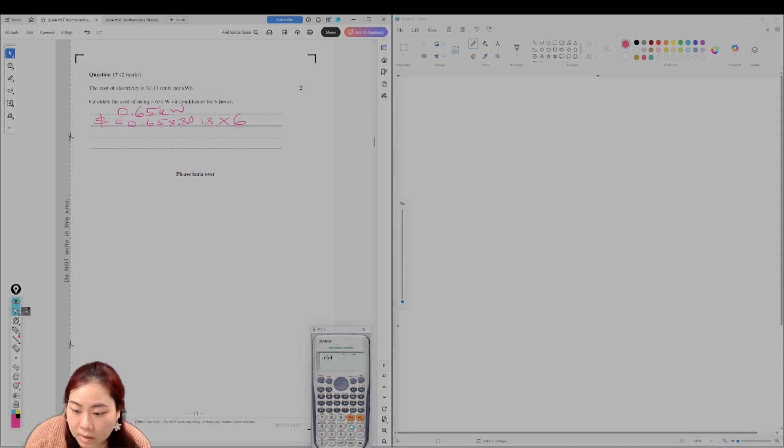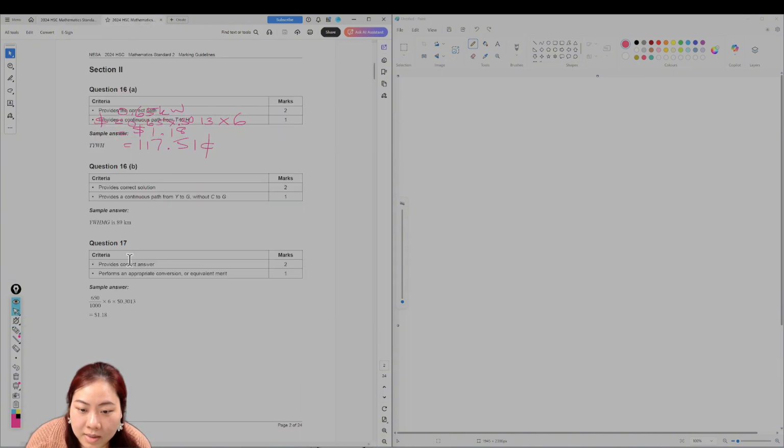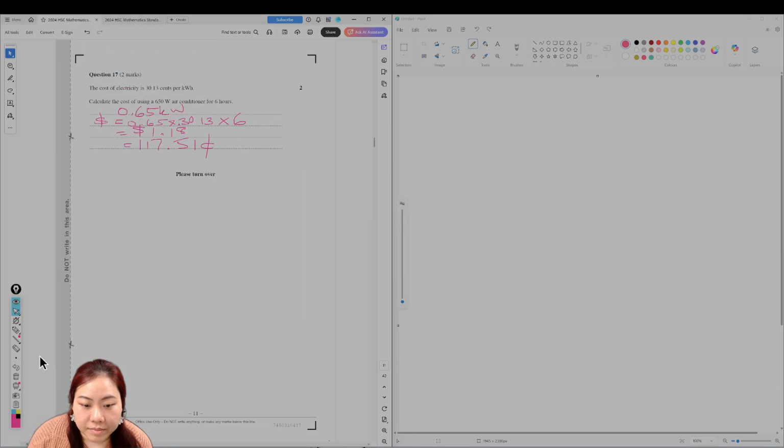0.65 times 0.3013 times 6. It's $1.18. The cost would be $1.18. Or we could say 117.5 cents to be more accurate. Let's see what the answers say. $1.18. Okay. I'm happy with that.